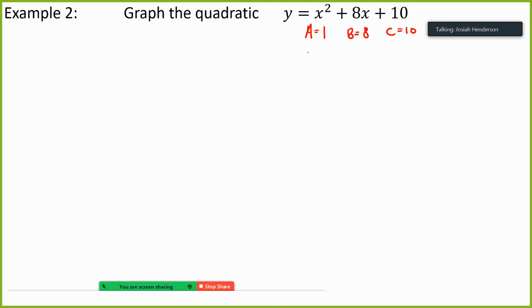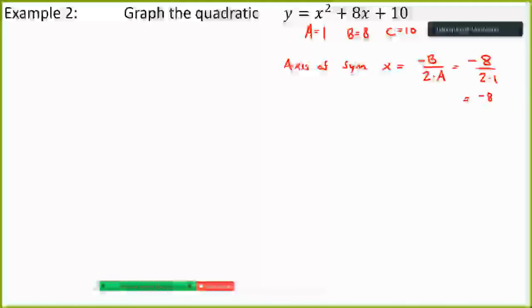Remember, our formula we use for axis of symmetry, x is equal to -b over 2 times A. So plug in the B, plug in the A. So -8 over 2 times 1. All right, -8 over 2, and that becomes -4. So x is equal to -4. This is where the axis of symmetry lives.